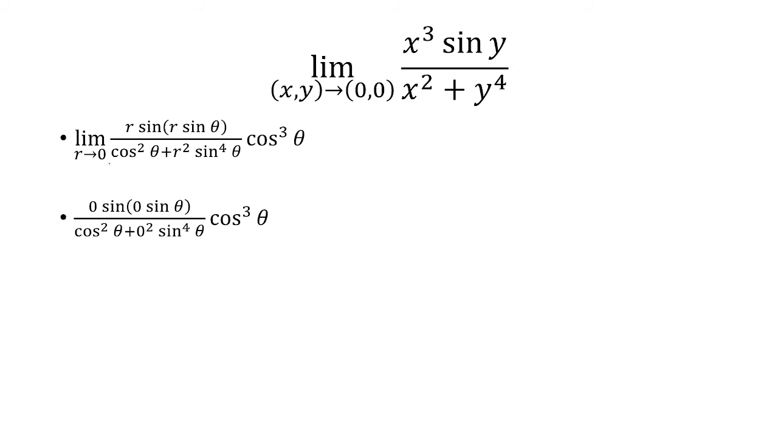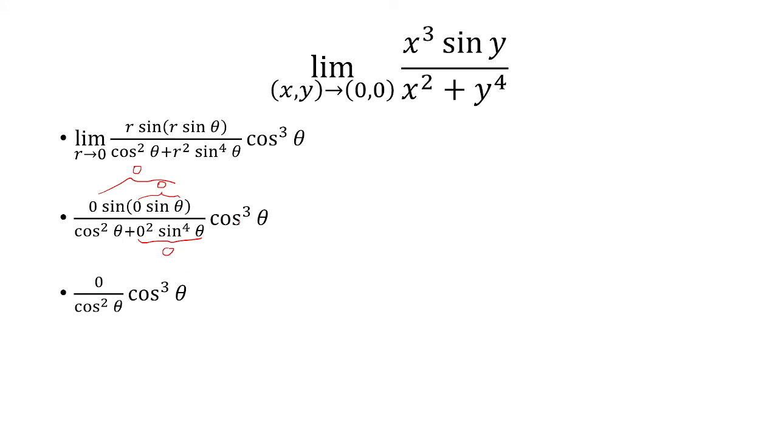And then from here we can plug in r equals 0. So we have 0 times sine of 0 times sine theta at the top, which is 0 times sine theta, this is going to be 0. And then sine of 0 is 0, so you have 0 times 0 at the top, that's going to be 0. And over here, we have 0 squared with 0 times sine to the fourth, that's also going to be 0. Okay, so you have 0 over cosine squared plus 0, that's just going to be 0 over cosine squared.